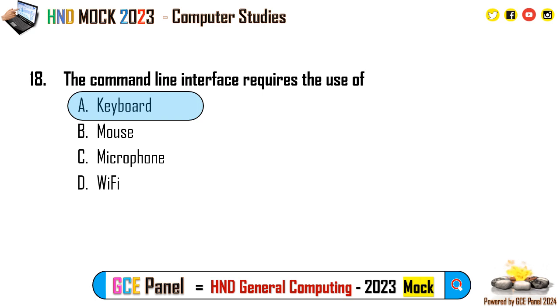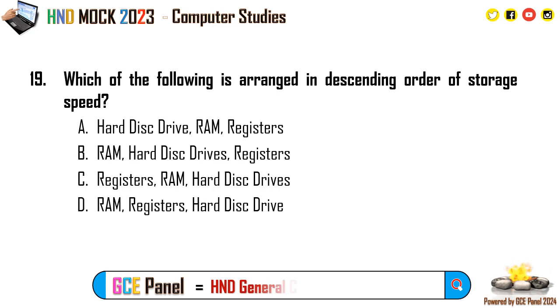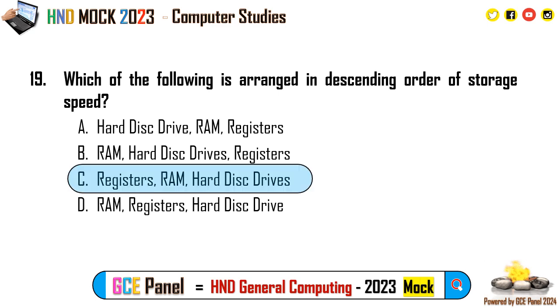Question 19. Which of the following is arranged in descending order of storage speed? Descending order here means from the highest to the smallest. So looking at all of this, the highest for storage speed is registers, because registers are faster than RAM, okay? And cache is faster than registers. So the highest speed here is registers, followed by RAM, and of course hard disk drives have the lowest in this classification according to what we have here, okay? So in the descending order of storage speed, we have registers first.